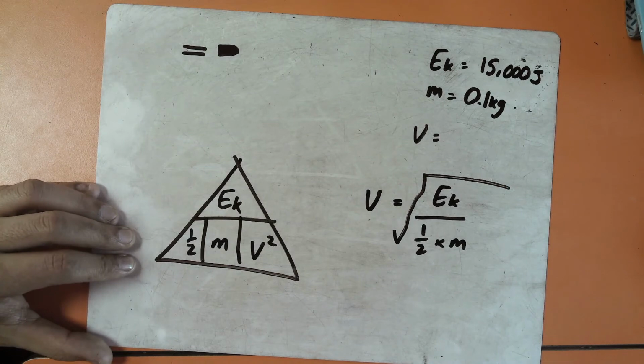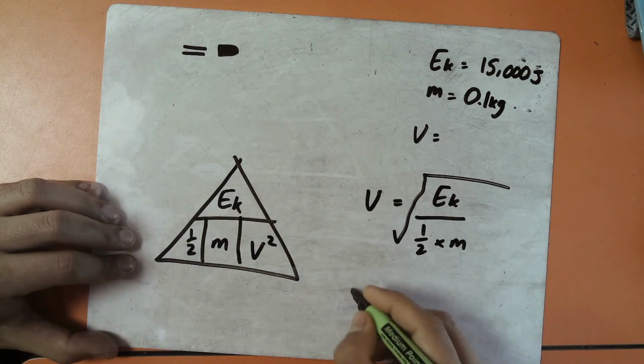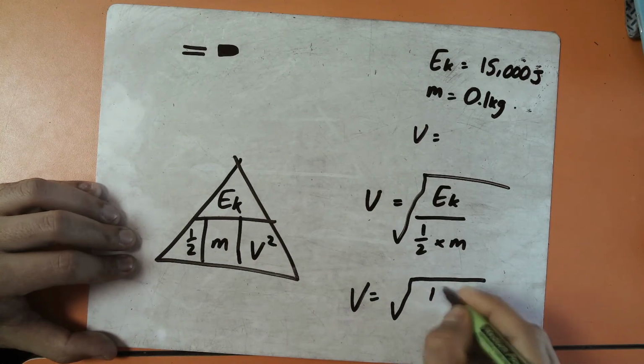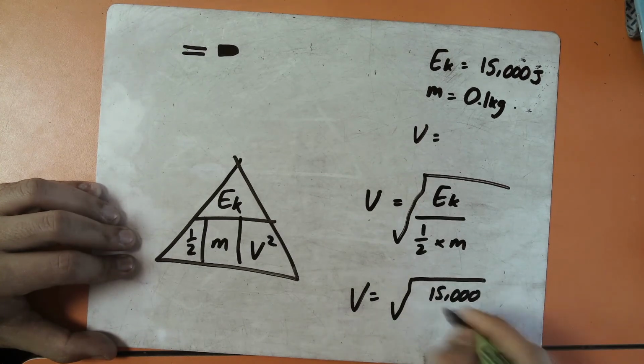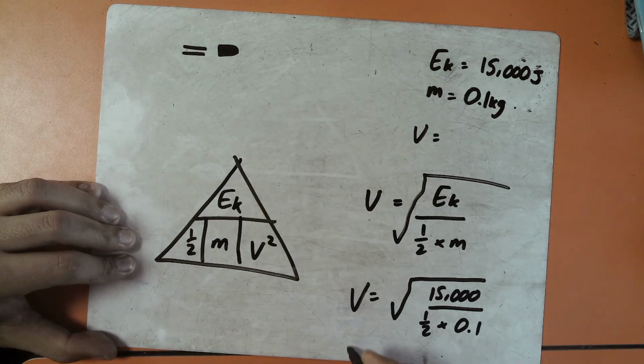Now all we need to do is substitute the letters with the numerical values, and what we have is the square root of 15,000 divided by half times 0.1. So the bullet that's fired out of a gun would have a velocity of around 54.78 meters per second.